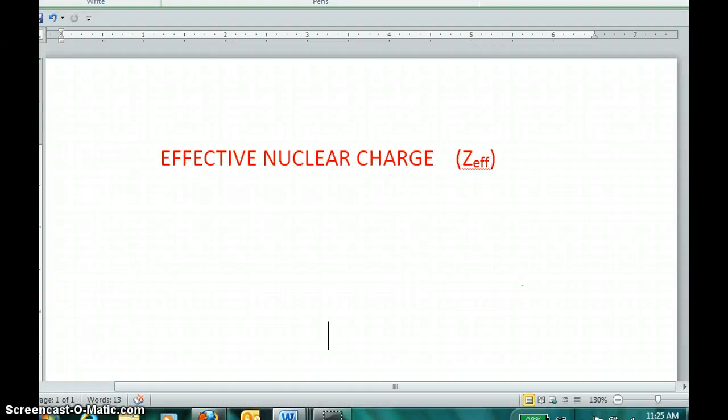Throughout our discussion of periodic behavior of atoms that's upcoming, we're going to learn that much of the reason why atoms behave the way that they do is a consequence of something called their effective nuclear charge. And it's sometimes abbreviated as ZEF, a Z with a subscript EFF. Z being a reference to atomic number, a number of protons, and EFF, of course, referring to effective charge.